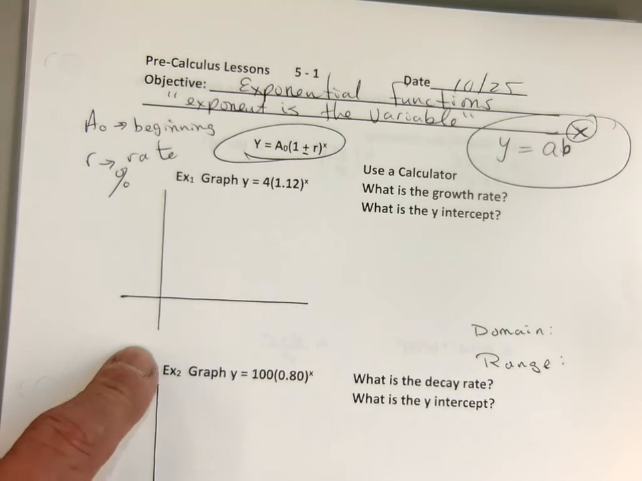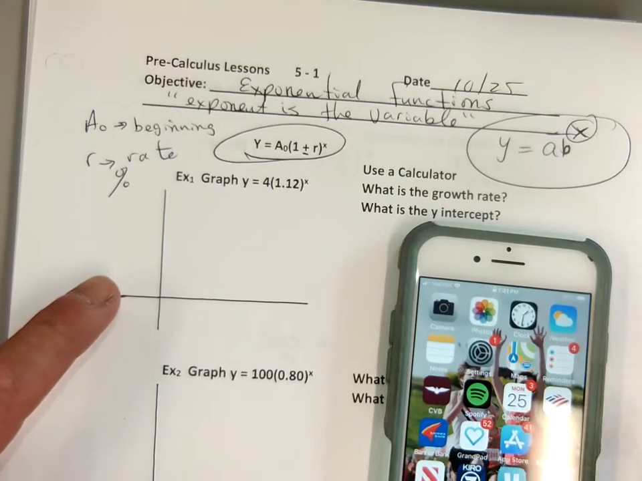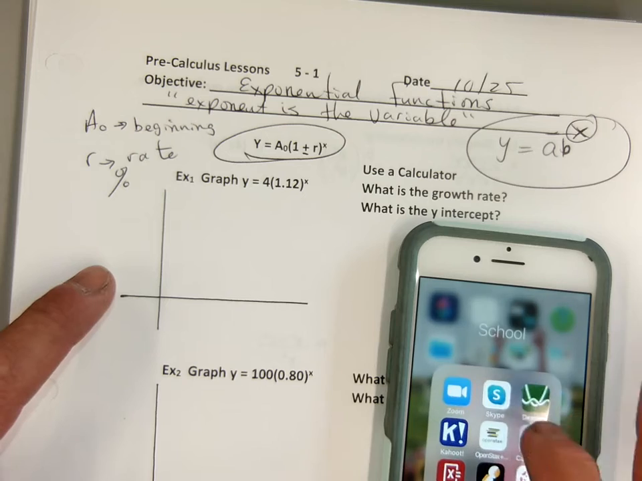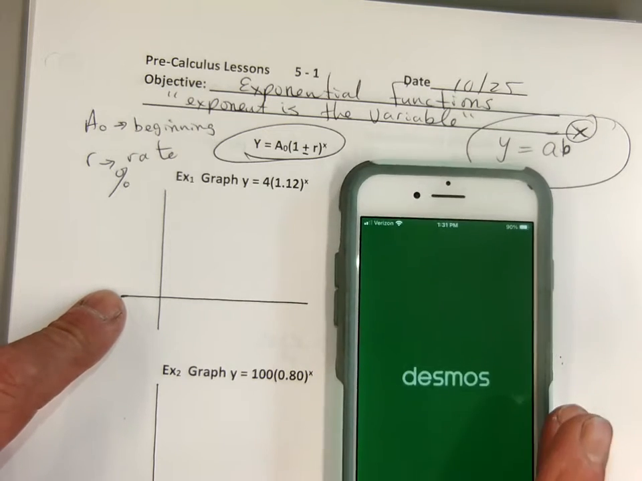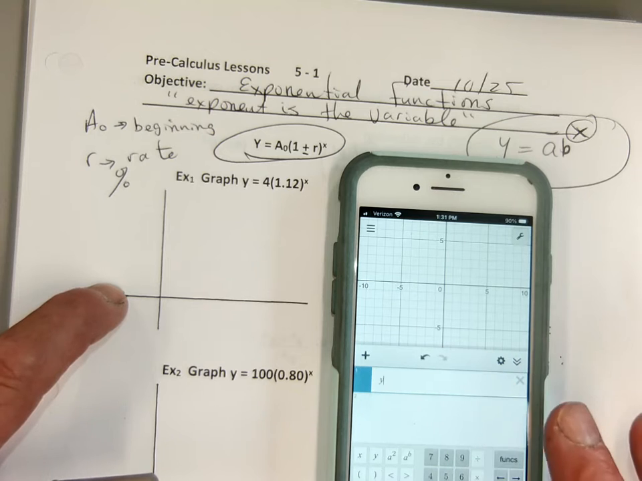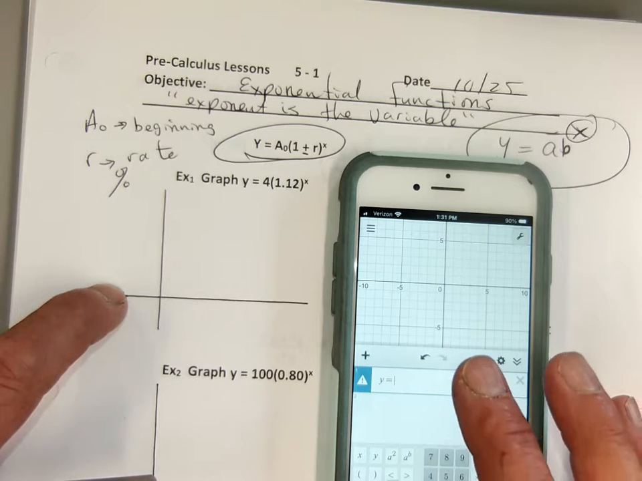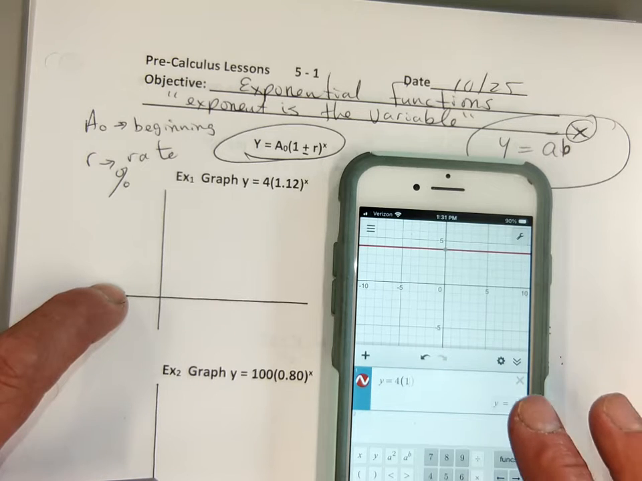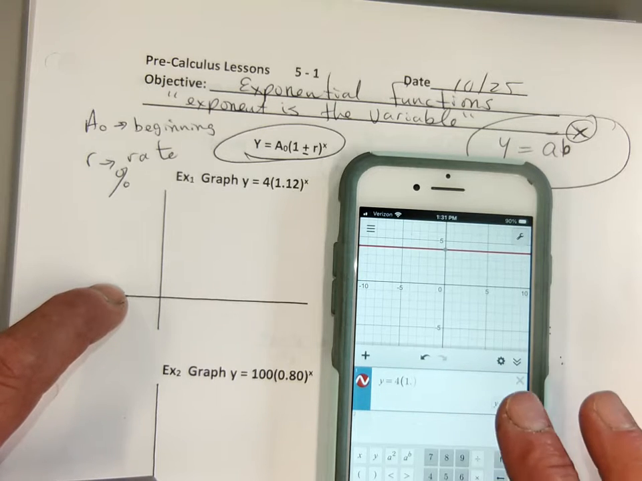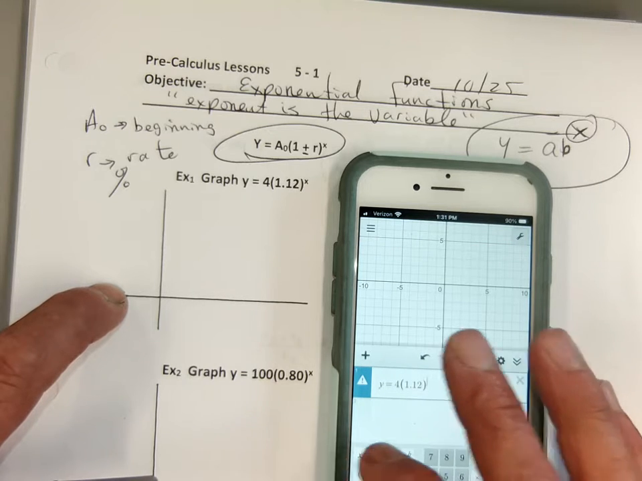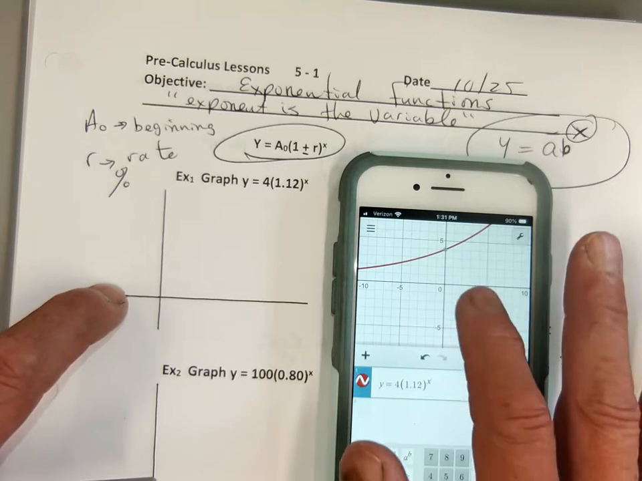Okay, so if I put this on Desmos, it's super easy. You guys kind of see the idea. I like Desmos. Gonna go y equals 4 times parentheses 1.12 to the power of x. And there it is. Okay.